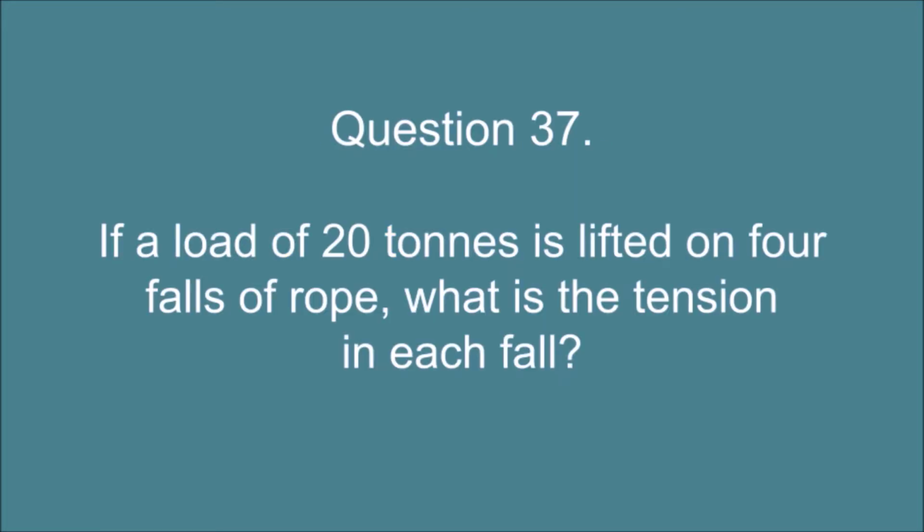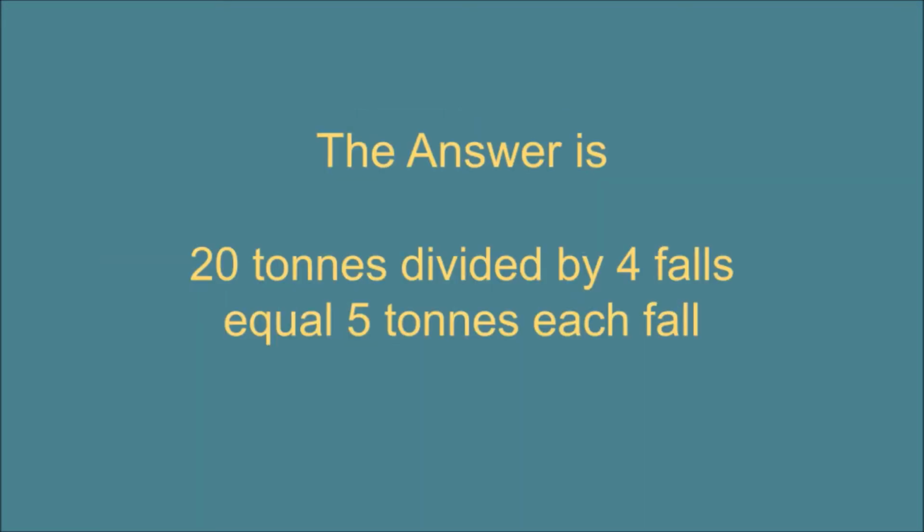Question 37. If a load of 20 tons is lifted on 4 falls of rope, what is the tension in each fall? The answer is 20 tons divided by 4 falls equals 5 tons each fall.